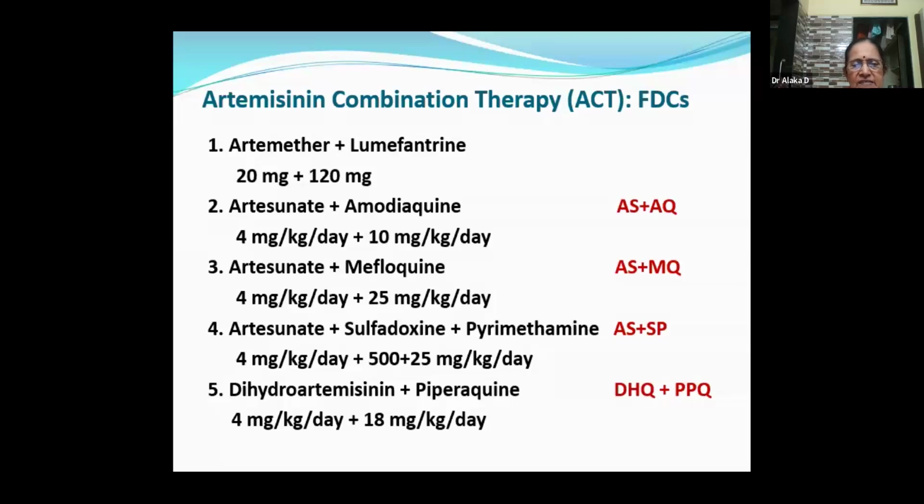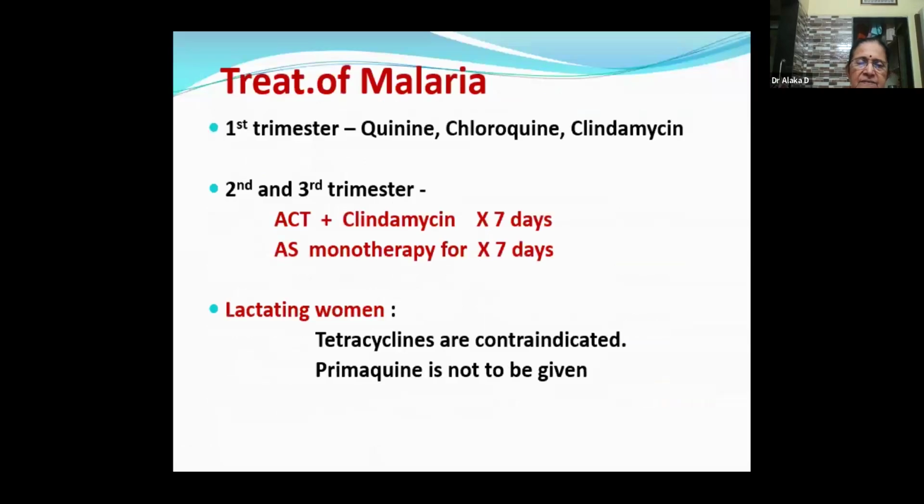These are the combinations which are available. I think you can take down this chart from the YouTube, because I think Preeti will be putting it on the YouTube. So artemether with lumefantrine, 20 milligram of artemether and 120 of lumefantrine. Artesunate and amodiaquine: see the dose, 4 milligram per kg per day, and amodiaquine 10 milligram per kg. Artesunate mefloquine. Artesunate sulfadoxine pyrimethamine. So these are the drugs available for treatment of malaria.